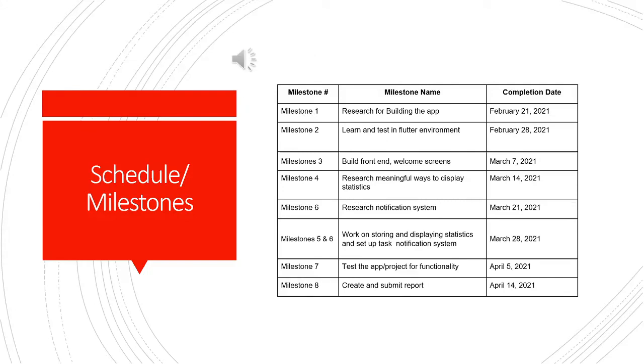As far as our schedule and milestones are going, we are up to milestone 5 and 6. So we are looking to just finish up getting the statistics to be displayed and setting up a notification system for when the user has completed all their tasks. They'll be notified that there are no tasks left, or if the user has, say, 2 tasks left, then they will be notified that they only have those couple tasks left.